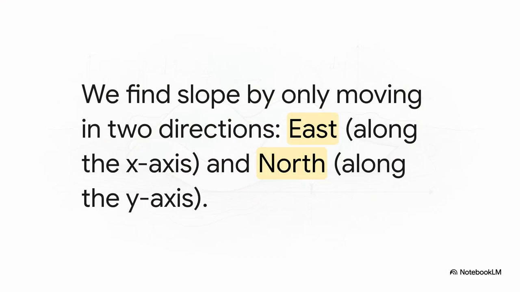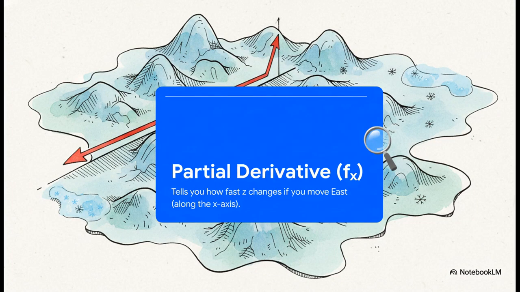And here's the core strategy. Just imagine you're standing on some kind of mathematical mountain. Instead of wandering off in any random direction, we're going to measure the steepness in only two directions, directly east, which is parallel to the x-axis, and directly north, parallel to the y-axis. That's it. So this is our first tool, the partial derivative with respect to x.